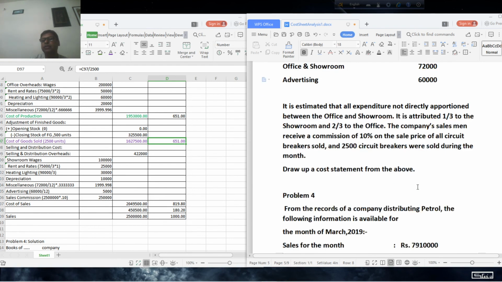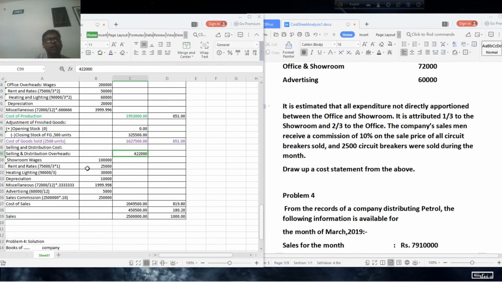Salesman commission is given here in the adjustment criteria, so 10% on the sale price, as we have sold 2,500 units, so we have to find out the sales price, 25 lakh taka, 10% of which is 2,50,000 taka. So all this will comprise the selling and distribution overhead, 4,22,000 taka, and this will concern the total cost of sales. Total cost of sales at the market rate, so easily we can identify it.